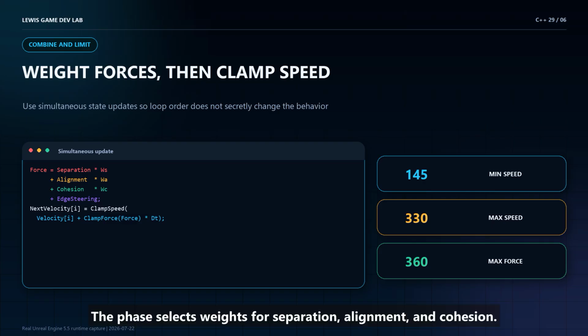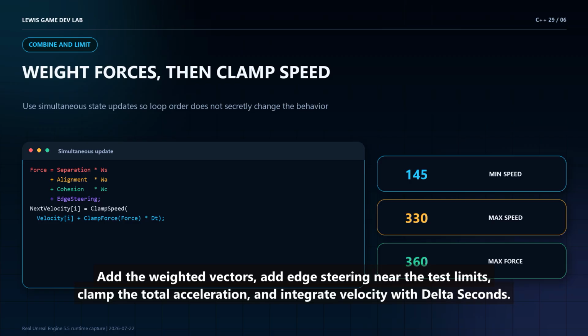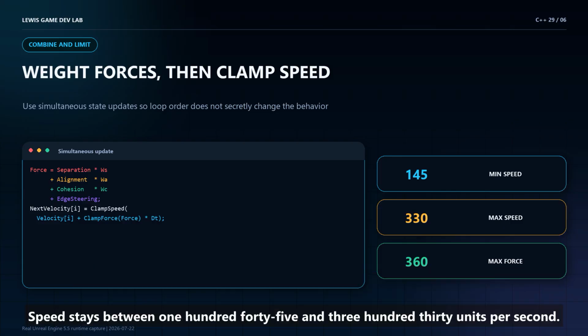The phase selects weights for separation, alignment, and cohesion. Add the weighted vectors, add edge steering near the test limits, clamp the total acceleration, and integrate velocity with delta seconds. Speed stays between 145 and 330 units per second.